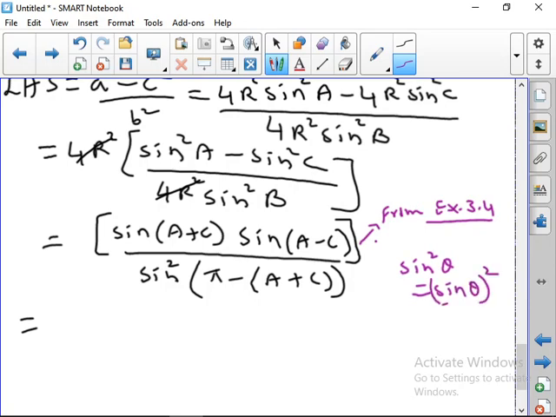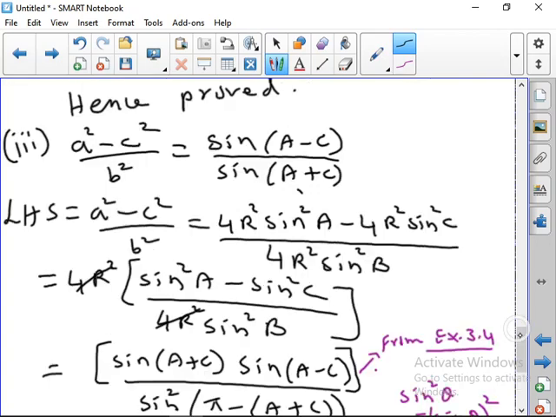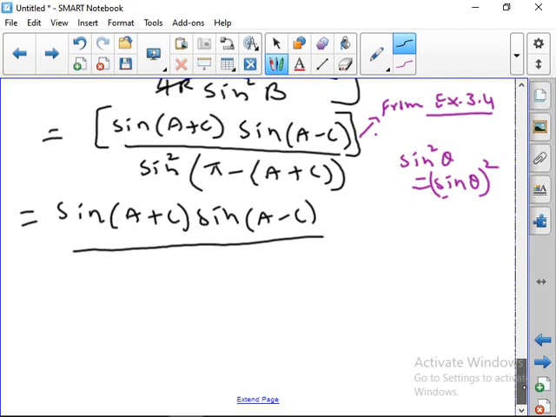So how can we write this? How can we write the denominator? The numerator will remain the same: sin A plus C into sin A minus C. The denominator will become sin of 180 minus theta, which is sin theta. So sin A plus C the whole square.